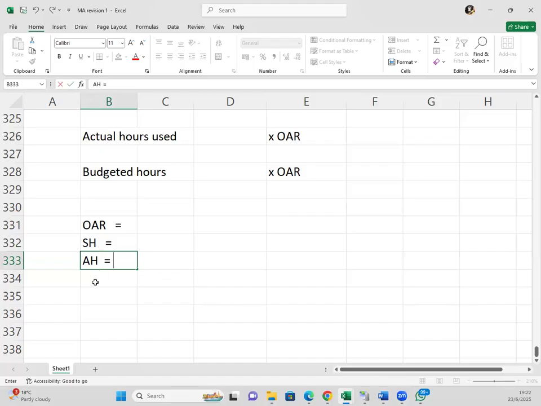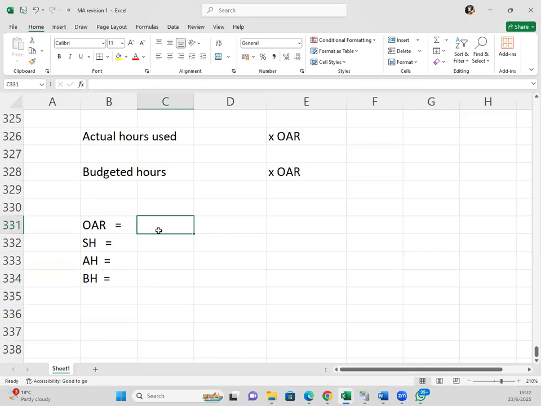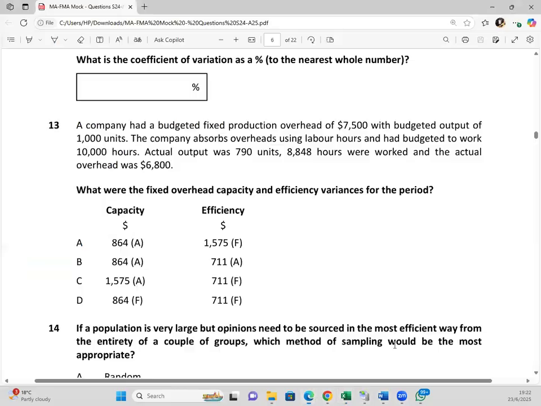What else do you also need? You need our budgeted hours. So these are the variables we need. So our overhead absorption rate, let's go to the question, please. For the overhead absorption rate, you say the budgeted overheads over the budgeted base or budgeted hours.